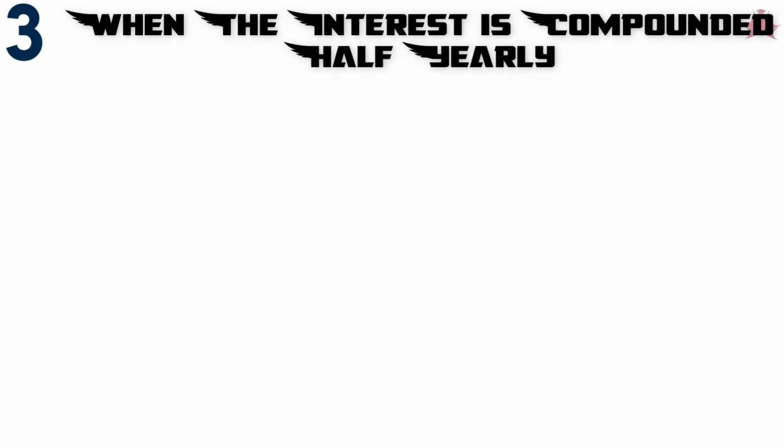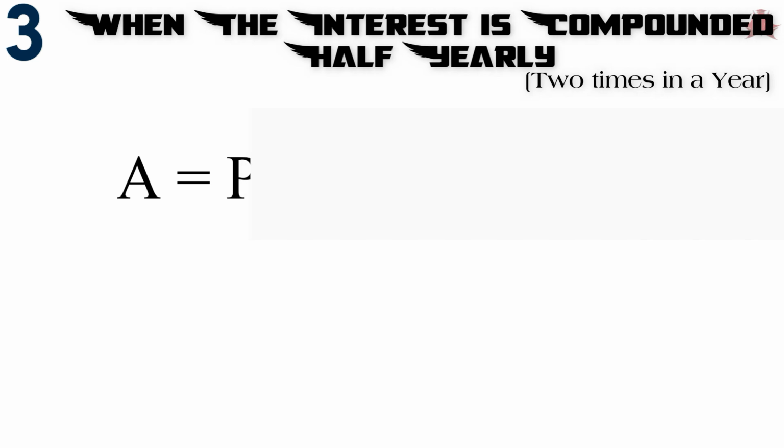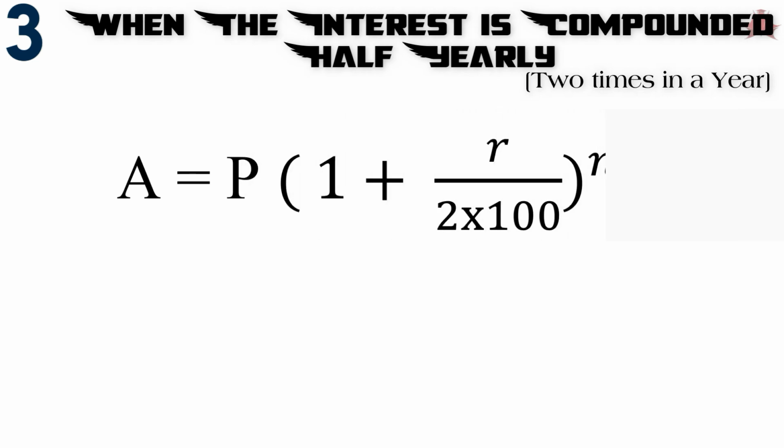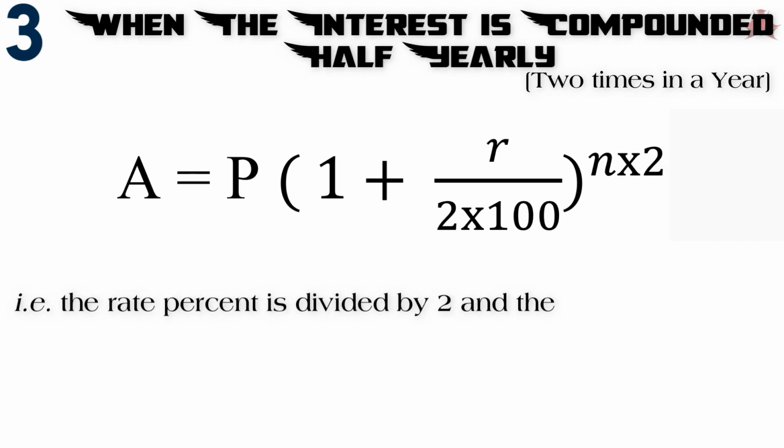The next one, when the interest is compounded half yearly, 2 times in a year, A is equal to P into (1 plus R divided by 2 into 100) whole power n into 2, such that the rate percent is divided by 2 and the number of years is multiplied by 2.